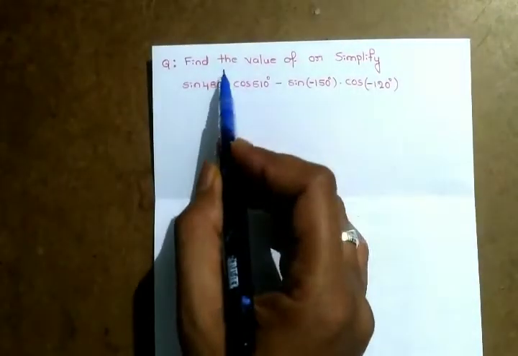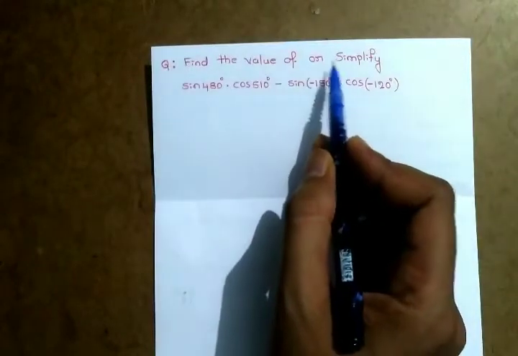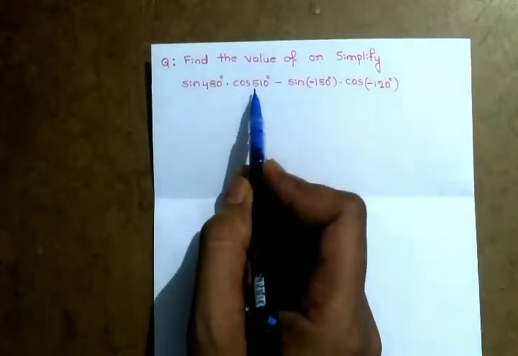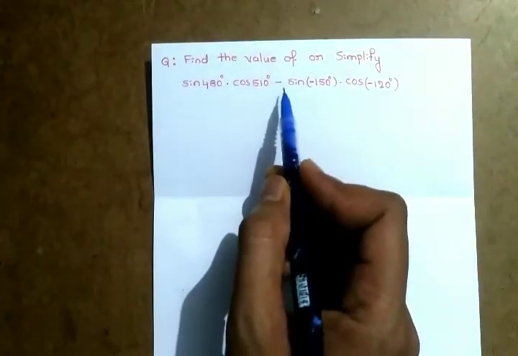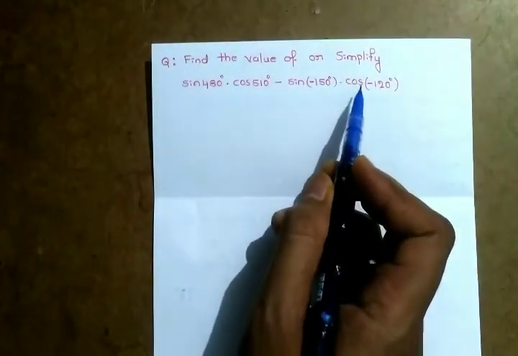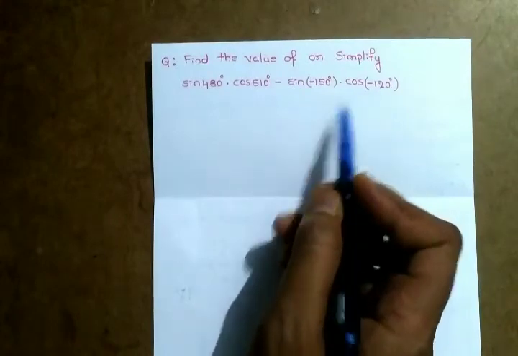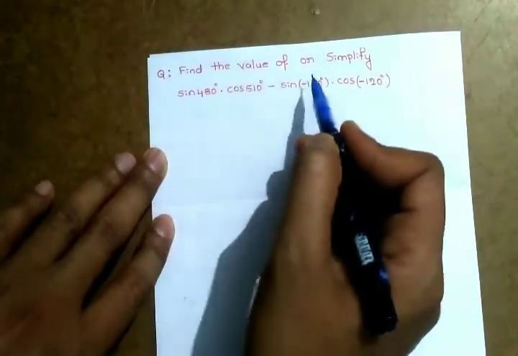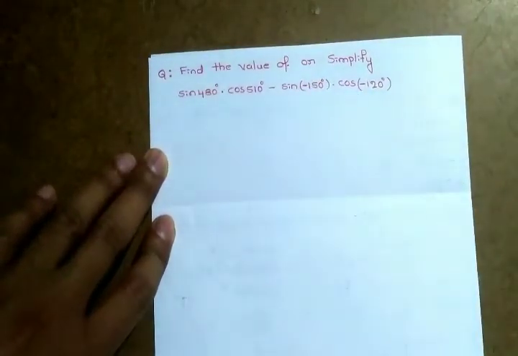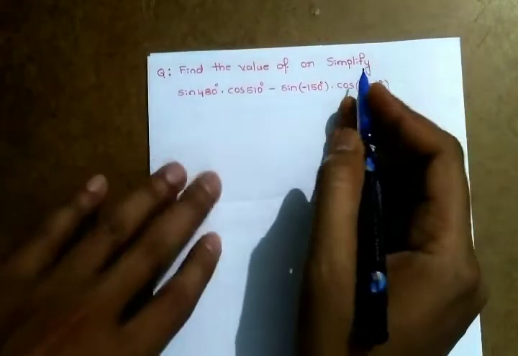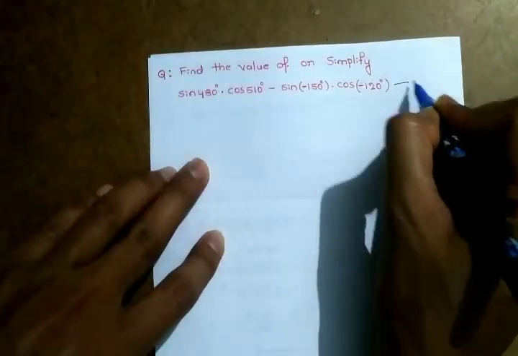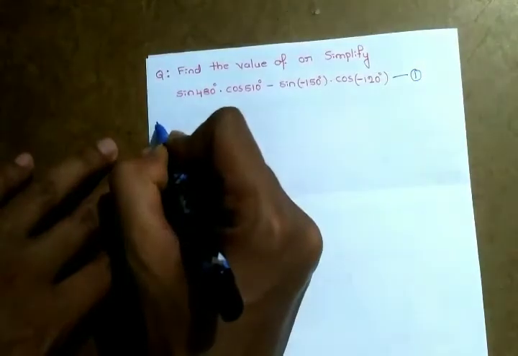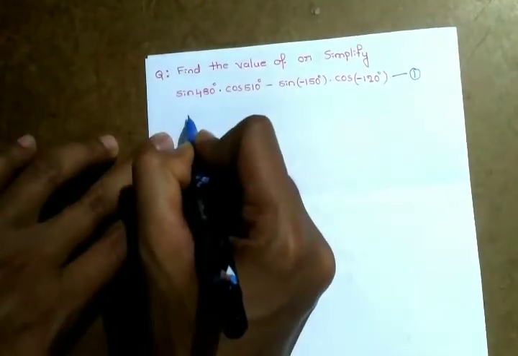So next question, find the value of, otherwise sometimes they make you simplify. Sine 480 into cos 510 minus sine minus 150 degree into cos minus 120 degree. So again same, first we will find all the values, then we will do the simplification. So for that I am going to consider this as 1. So next take first value, sine 480 degree.